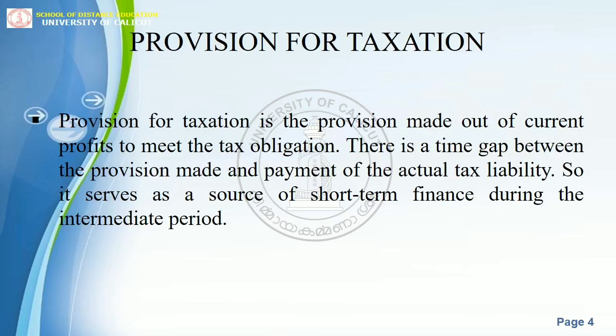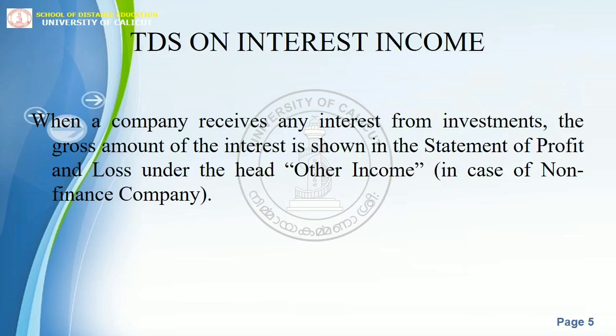In case of provision for taxation, the provision is made out of current profits to meet the tax obligation. There is a time gap between the provision made and the payment of the actual tax liability, so it serves as a source of short-term finance during the intermediate period. TDS on interest income. When a company receives any interest from investment, the gross amount of the interest is shown in the statement of profit and loss under the head Other Income.